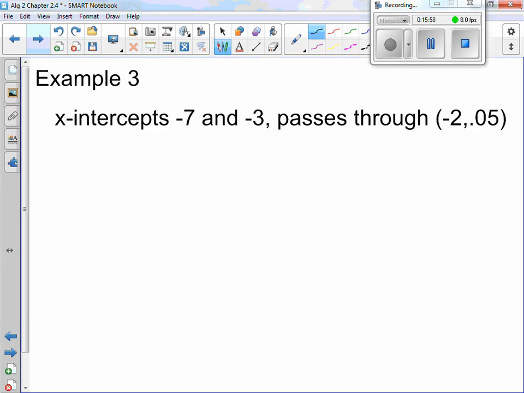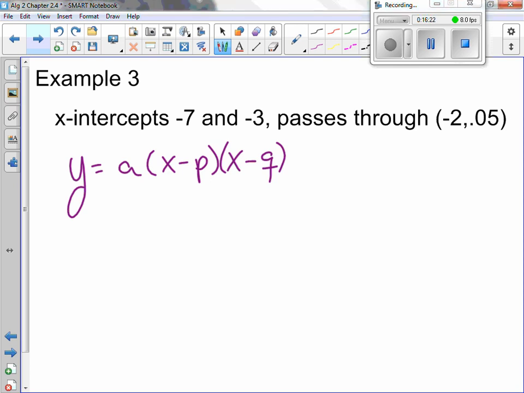Example 3. So this one here, we're not using vertex form anymore. Why not? So it tells us x-intercepts are negative 7 and negative 3. So circle the other equation. Because the other equation is y is equal to a times x minus p times x minus q. So we need p and q. We need to figure out which one's p, which one's q. It doesn't really matter. I can say p and q, or we can say q and p. We just pick one as p, we pick one as q.